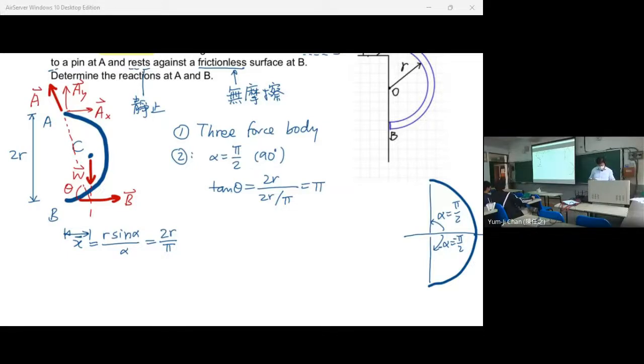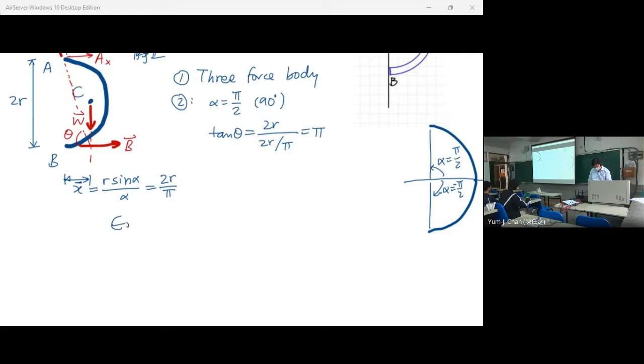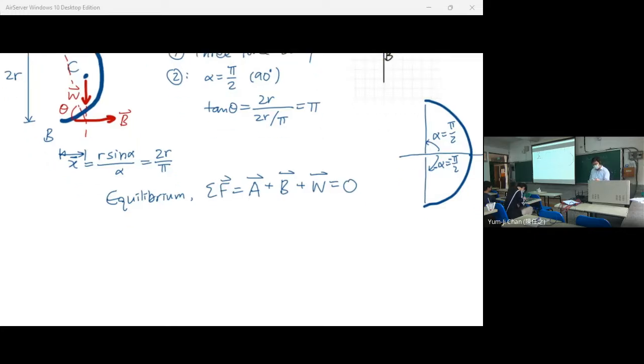Let's go on with the example. That's because we have equilibrium. We have only three forces, so we say summation F equal to A plus B plus W is equal to 0. Now, of course, we can write in equation.